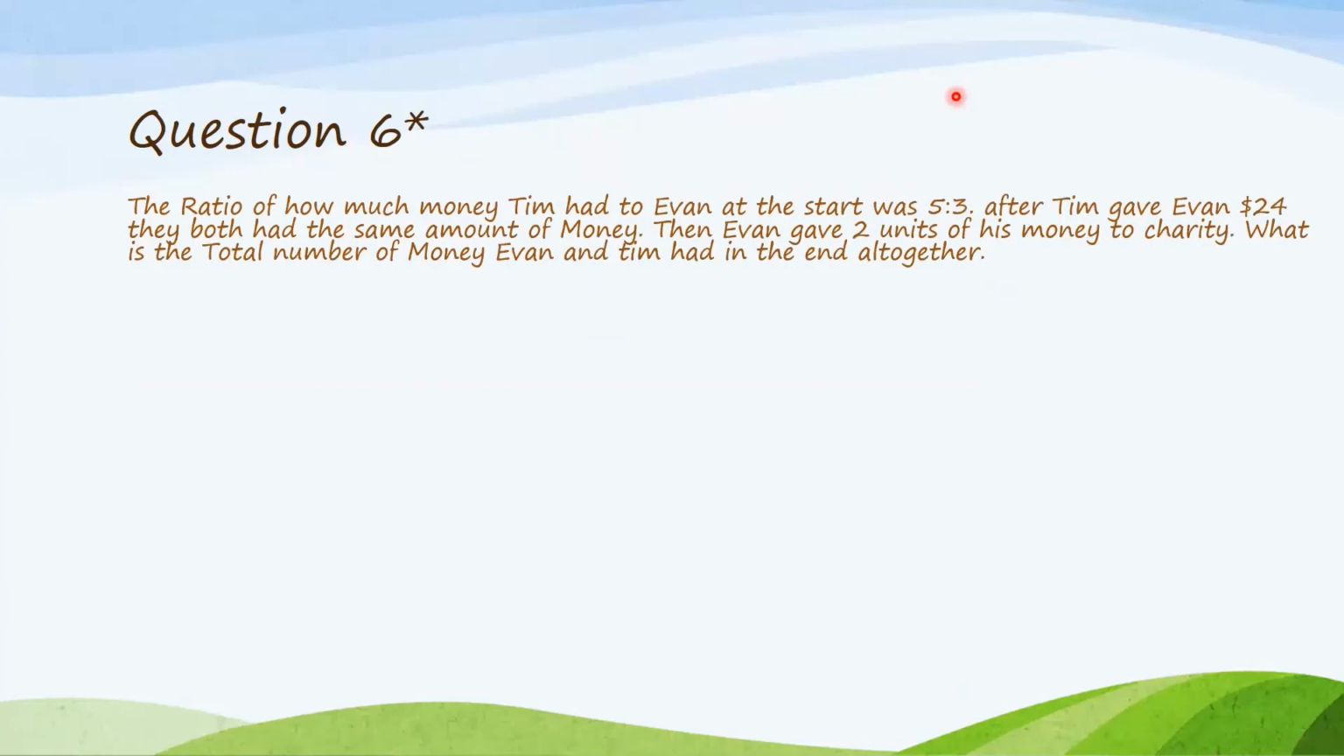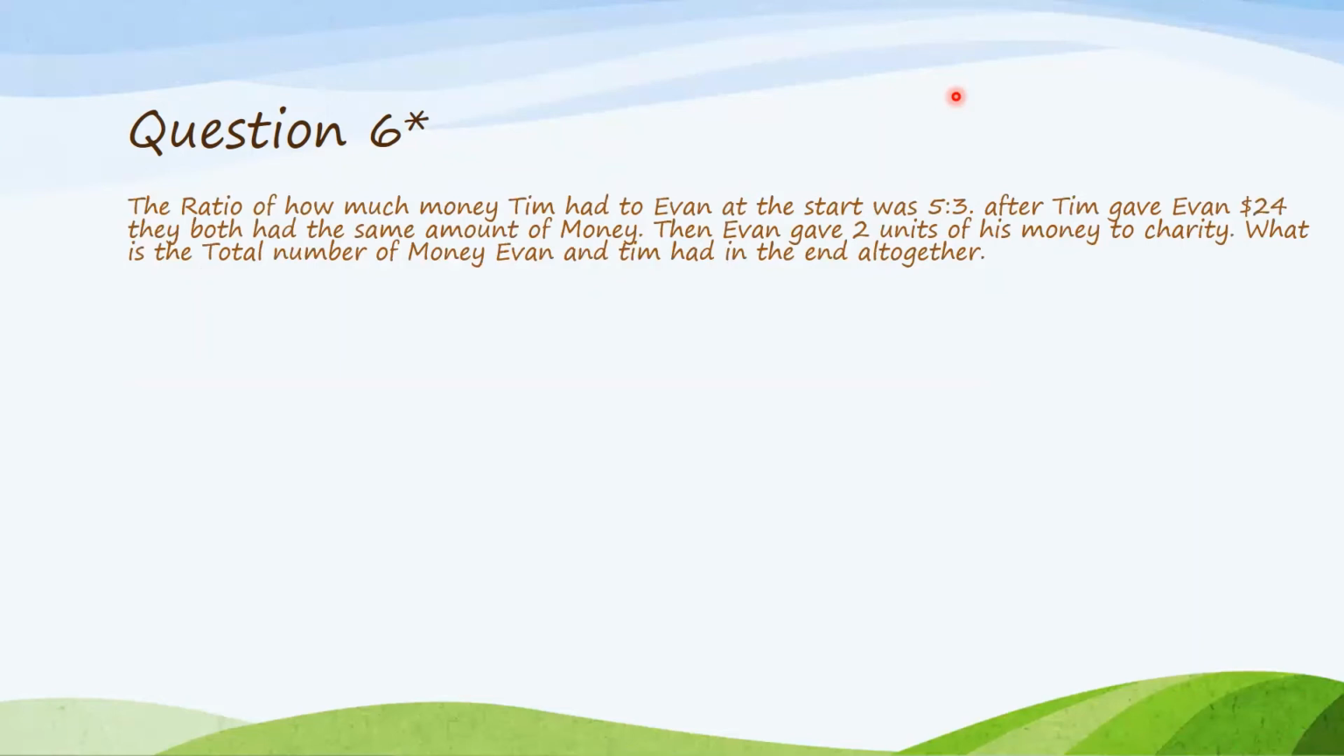Question 6. This is the hardest question that I created. The ratio of how much money Tim had to Evan at the start was 5:3. After Tim gave Evan $24, they both had the same amount of money. Then Evan gave 2 units of his money to charity. What is the total amount of money Evan and Tim had in the end altogether?